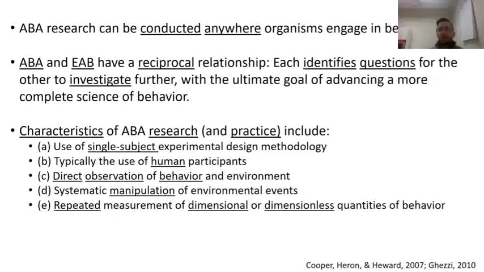which are socially significant in the fact that they have relevance to real-world human problems, but they are not involving human participants, right? Okay, so direct observation of behavior and environment. Then systematic manipulation of environmental events, antecedents or consequences. And repeated measurement of dimensional or dimensionless quantities of behavior.